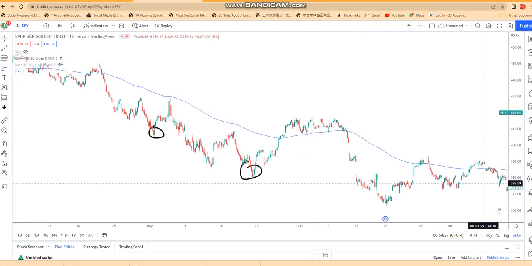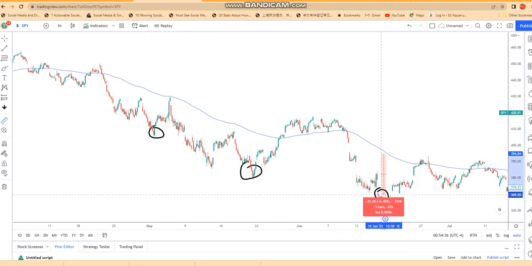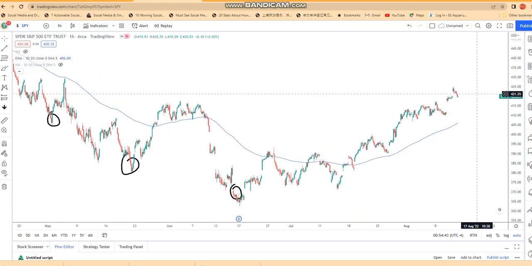I have also bought it here, somewhere around here, maybe not at the extreme low. I bought at 370 or 369, because at this point, same thing, I saw that it was about 7%. It dropped even lower a little bit, but I don't really care. And this is where we are today.